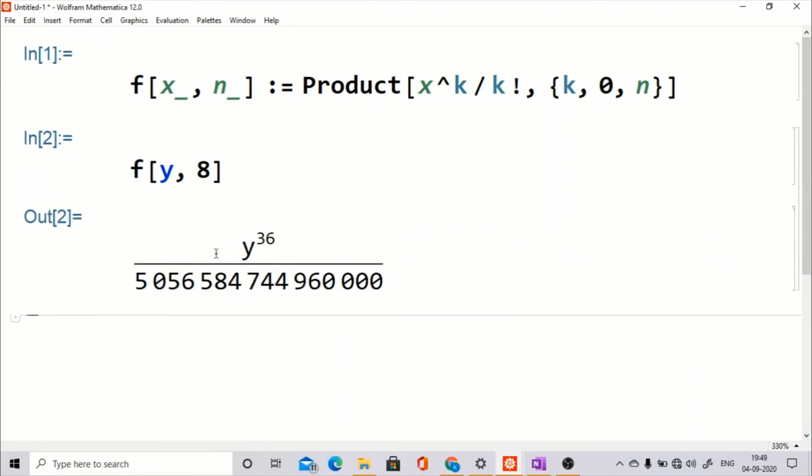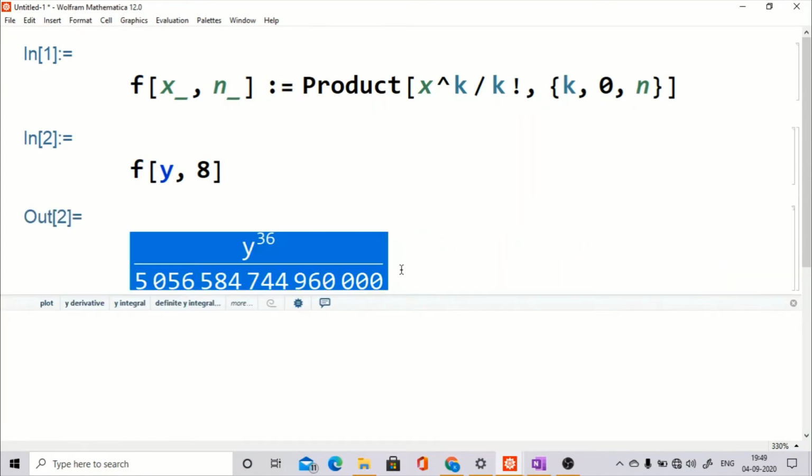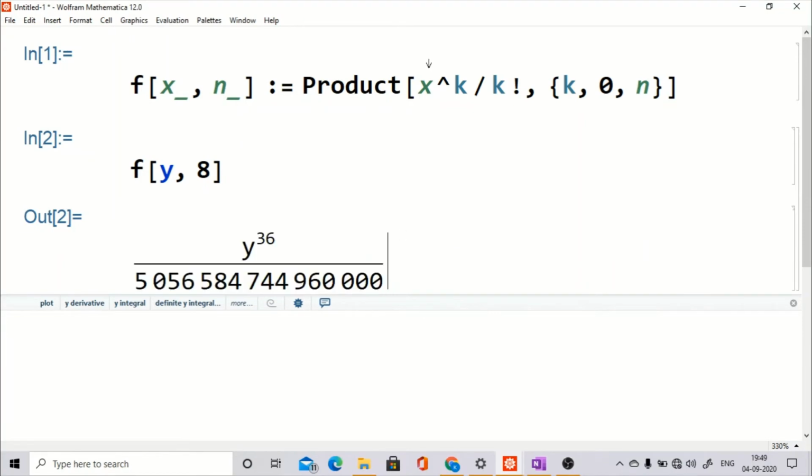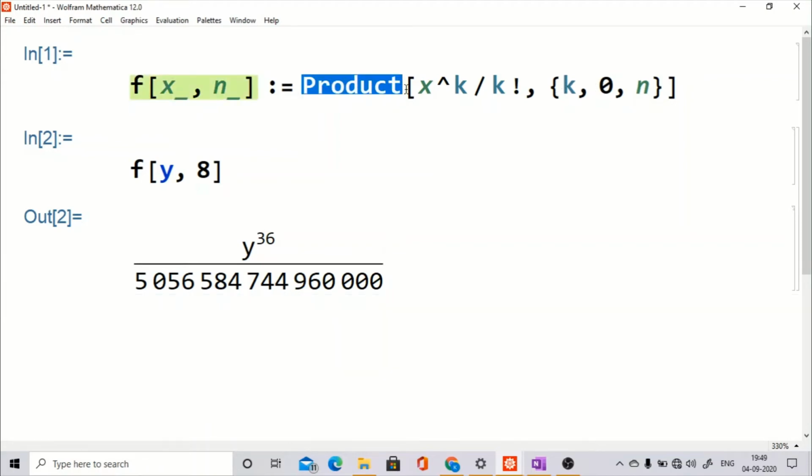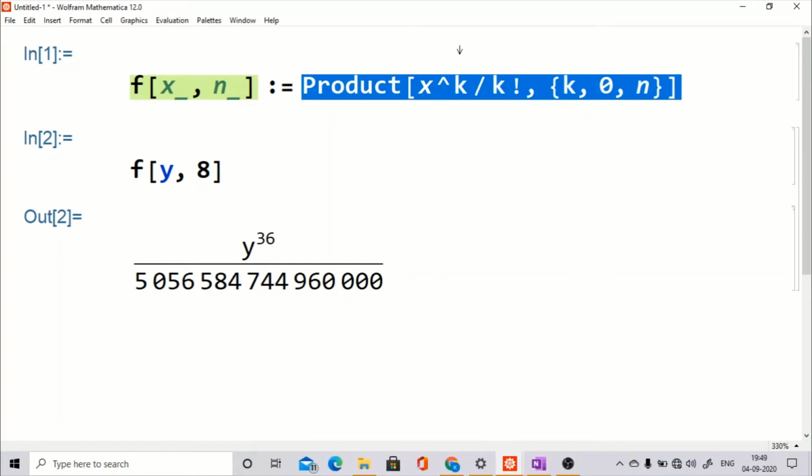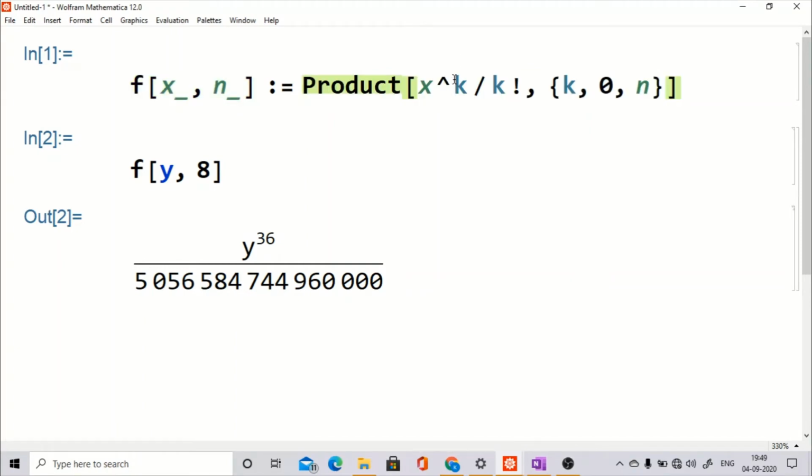Okay, so you can see that the product has been implemented. It is basically standing for x to the power k by k factorial, and k will vary from 0 to n. So this is how you have to implement sigma and pi in Mathematica. Not only in this problem, but these are very common in physics, as you know. So this is how you have to tackle these things.